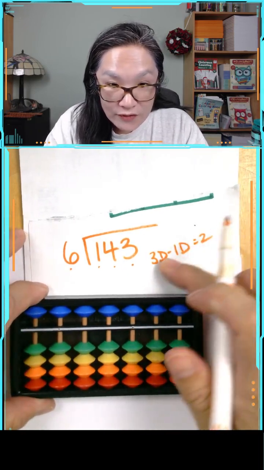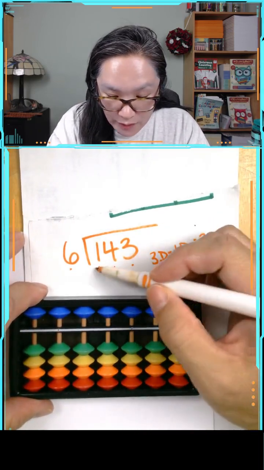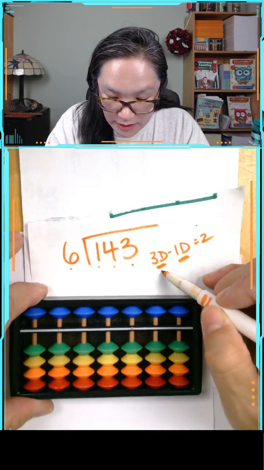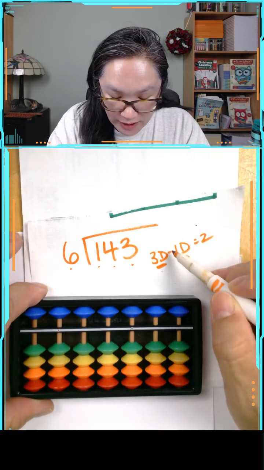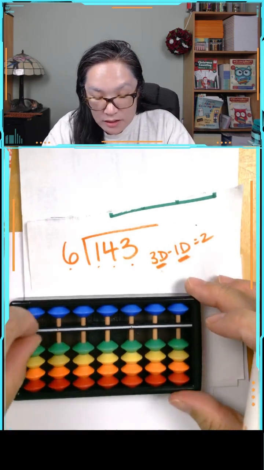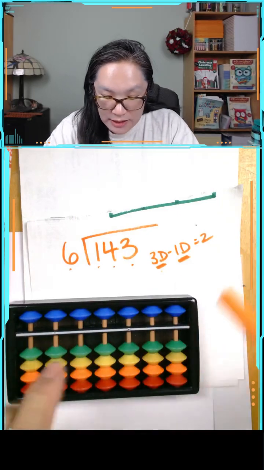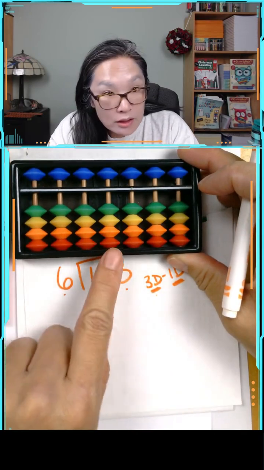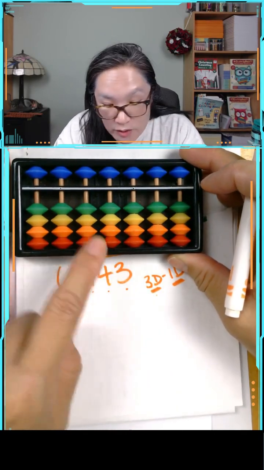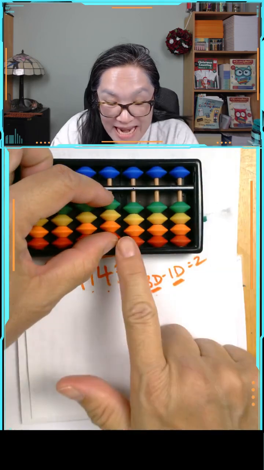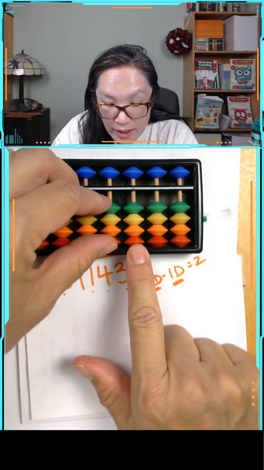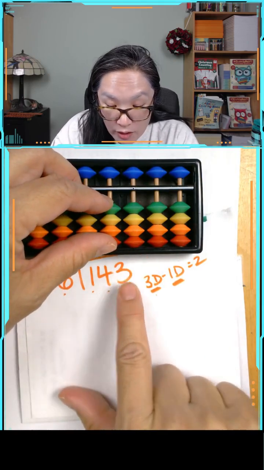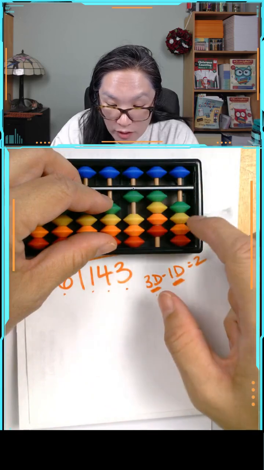Where did I get this from? I got it from here. This is my dividend. This is my divisor, right? The divisor divided by the divisor, take away the number of digits in the dividend, is equal to 2. So I put the 2 here. Here's my quotient. Next to the quotient will be my dividend: 1, 4, 3.